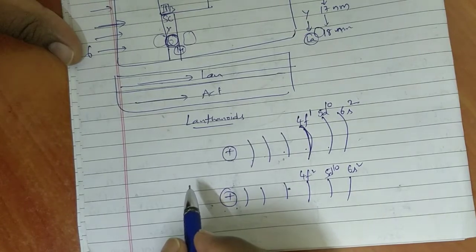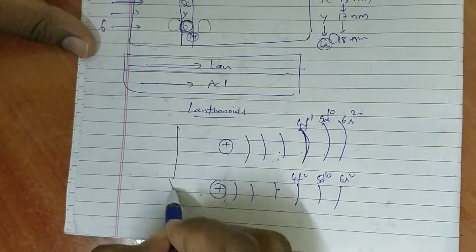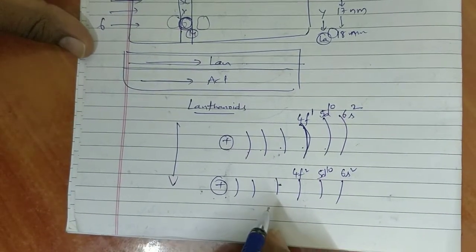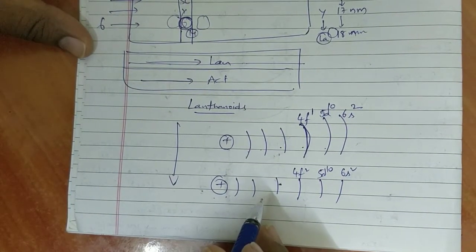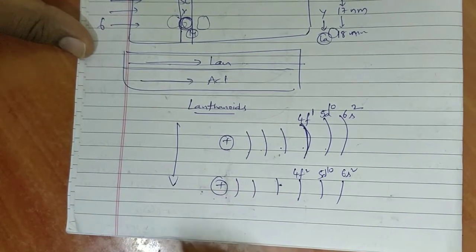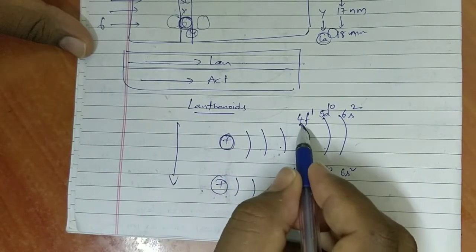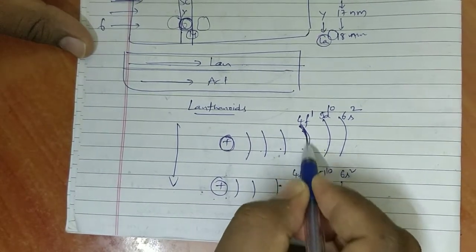Lanthanides, what did I say actually? They are belonging to same group. Same group means top to bottom what should be happened? Atomic size increases. Should be happened. But here what is happening here? Atomic nuclear charge is increased. Electrons are entering into 4f.